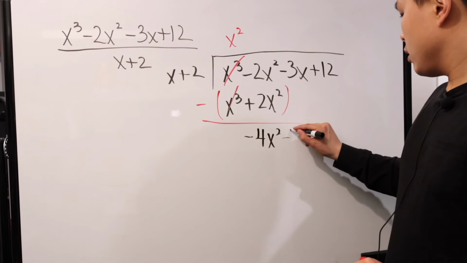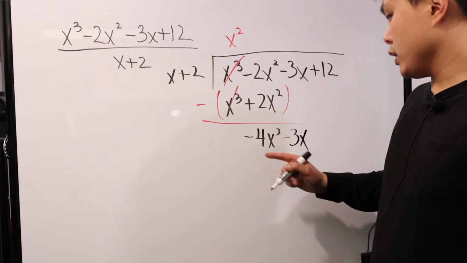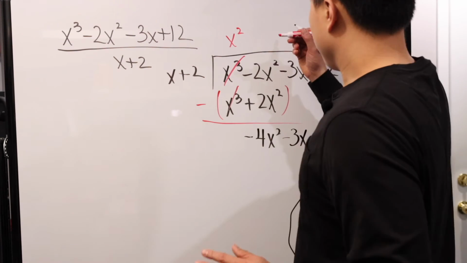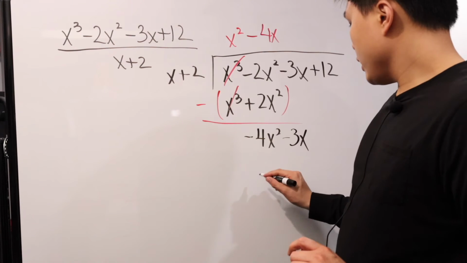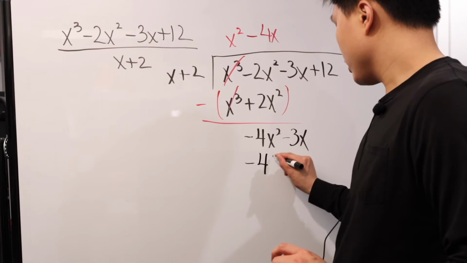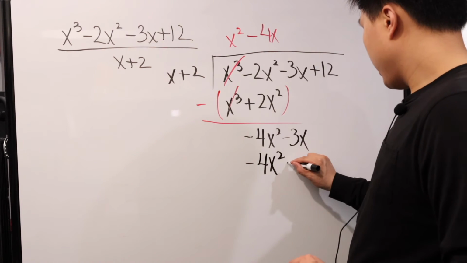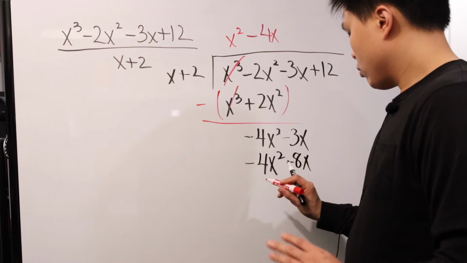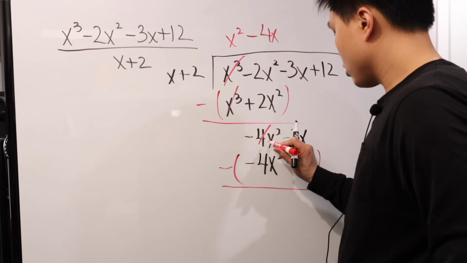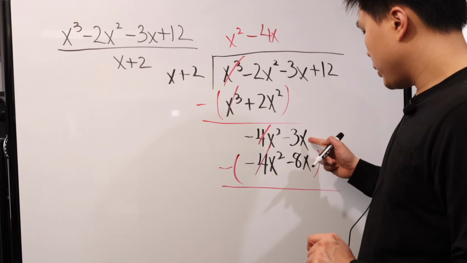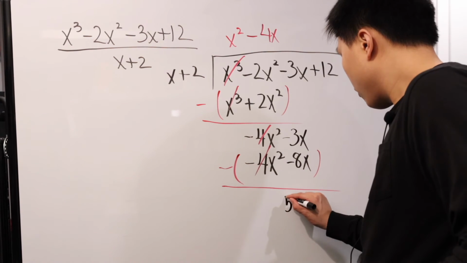Bring the next term down, minus 3x. This times something will give us negative 4x squared. Well, that's going to be minus 4x. Cool. So that's going to give us negative 4x squared, which is what we're hoping for. Negative 4x times 2 is just going to be negative 8x. Once again, subtract. Negative, negative, positive, so this cancels. That's what we want. And then this one right here is going to be negative 3x minus a minus, which is plus 8x, so that's going to give us 5x.